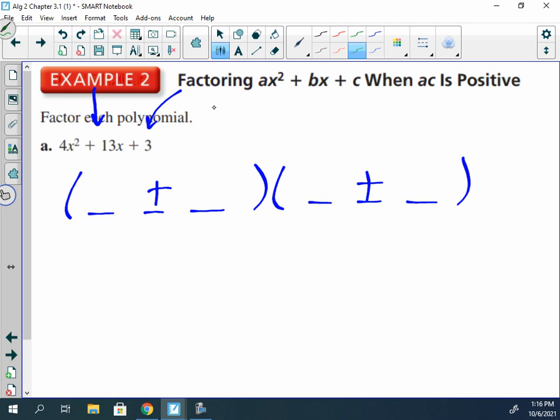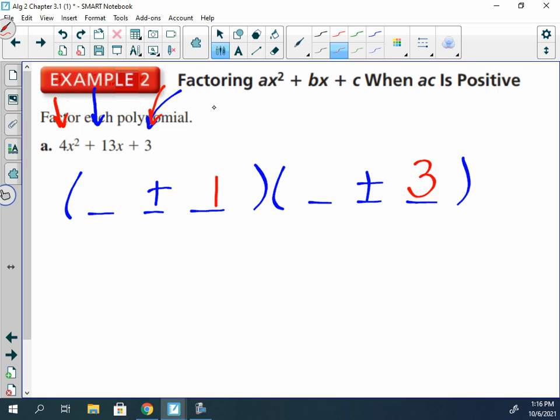Now we can look at the factors of the first and third term. So the factors of 3 would be 1 and 3. And since there's only one set of factors, we can just throw them in. Doesn't matter where they land. For 1 and 3? Yep. Yeah. Because since 3 is prime, the only factors are 1 and itself.